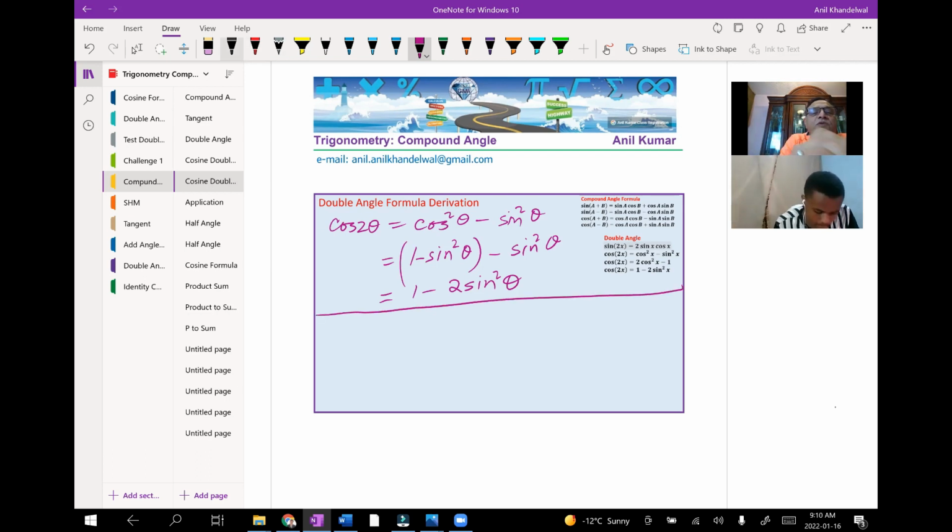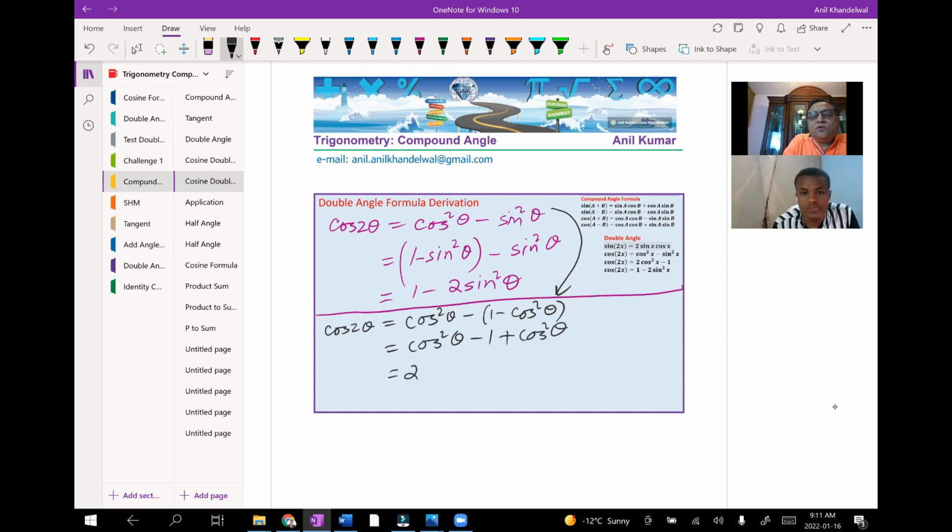Now, let us do one more variation. This time for cos 2 theta, I'm going to replace sine square theta by 1 minus cos square theta. What will you get? Can you figure it out? Yeah, 1 minus cos square theta, right? So I'm replacing sine square theta this time by 1 minus cos square theta. So when I open this bracket, I get cos square theta minus 1 plus cos square theta, correct? Which is 2 cos square theta minus 1.